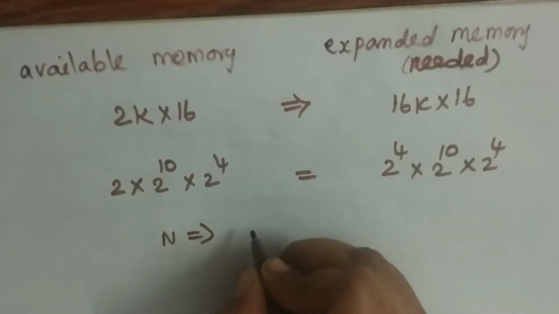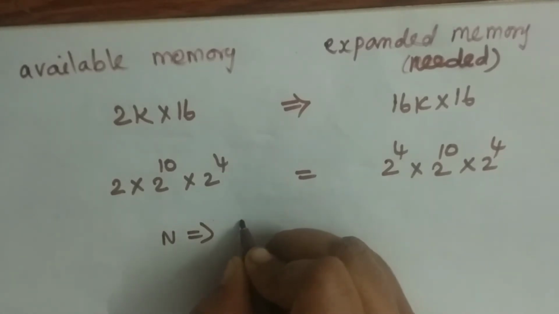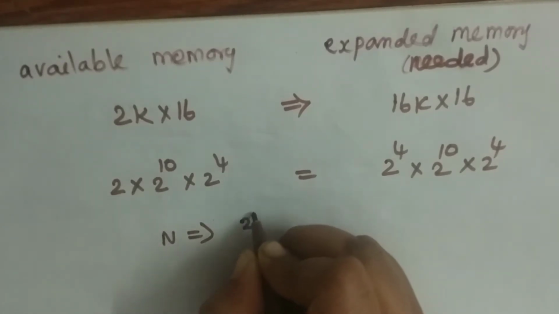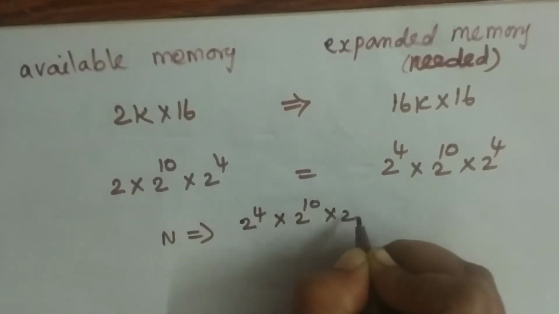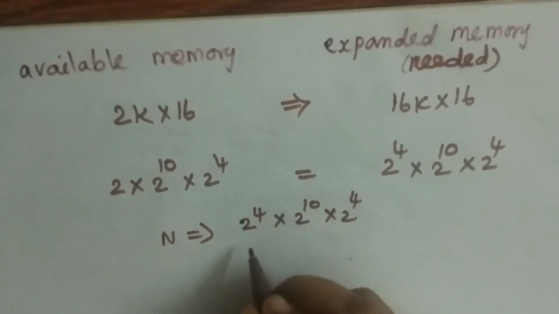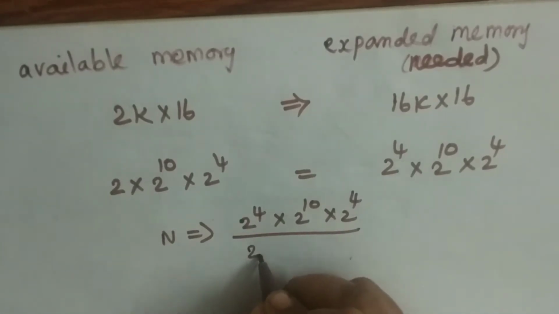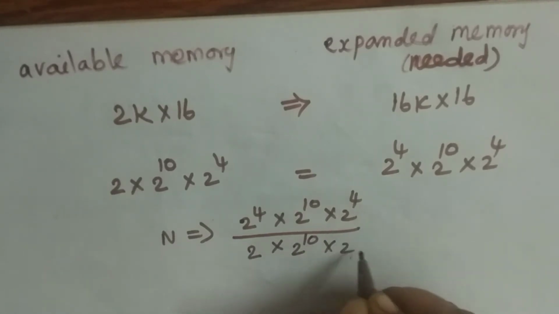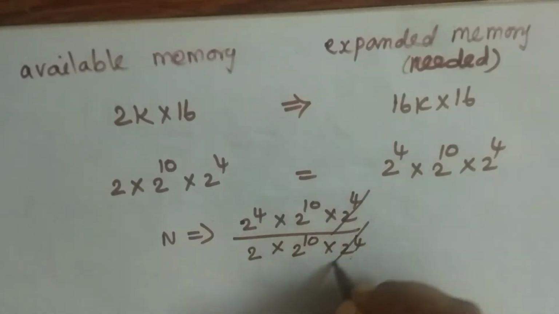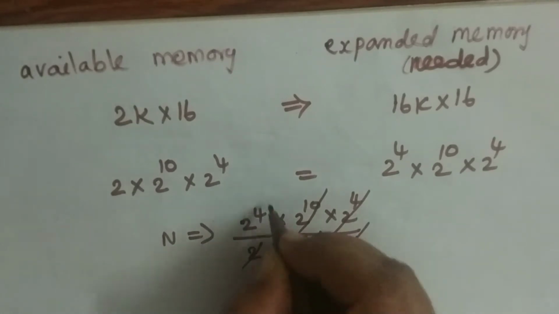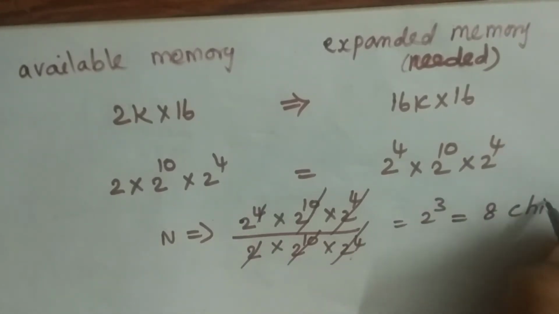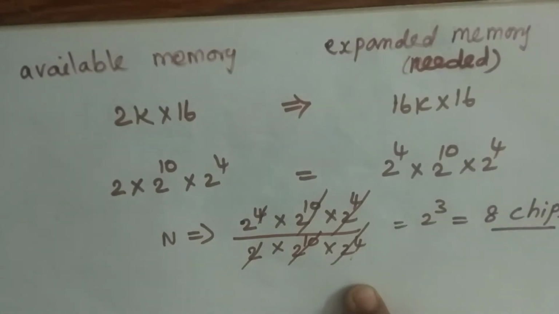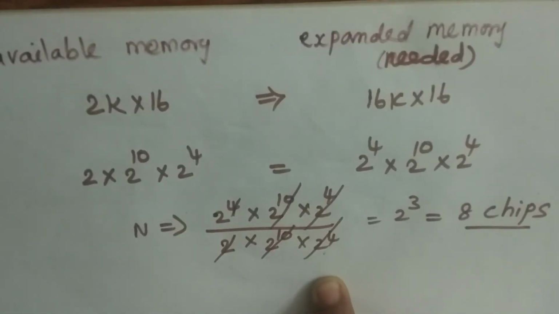Number of chips needed is 2 power 4, 2 power 10, 2 power 4 divided by 2 into 2 power 10 into 2 power 4. So this and this get cancelled, and this is equal to 2 power 3. So the number of chips is 8 chips, okay?